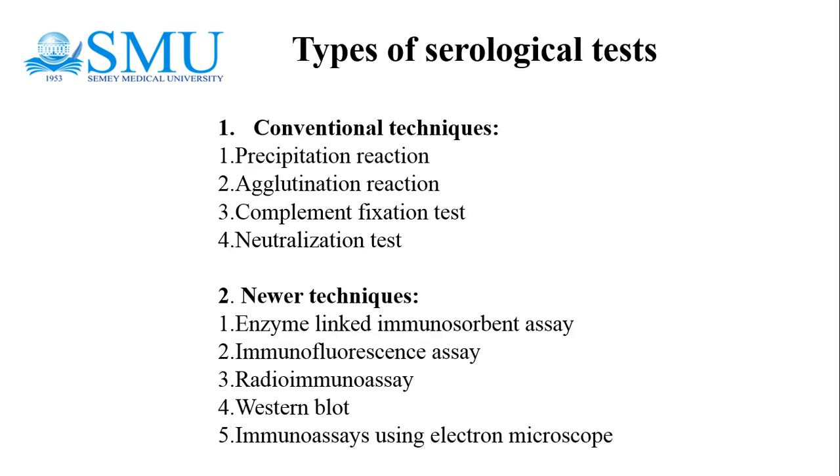And the types of serological tests: conventional techniques and newer techniques. Conventional techniques: precipitation reaction, agglutination reaction, complement fixation test, and neutralization test. Newer techniques are enzyme-linked immunosorbent assay, immunofluorescent assay, radioimmunoassay, Western blot, and immunoassays using electron microscope.